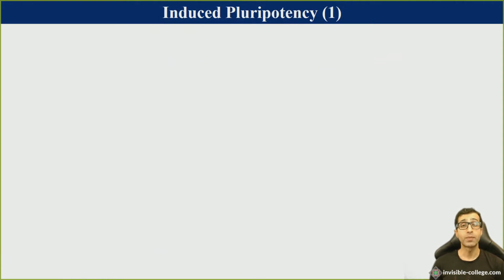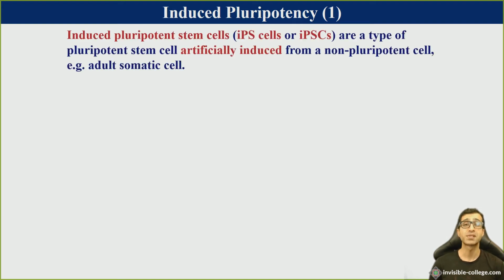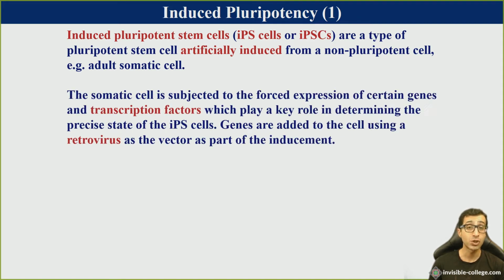So induced pluripotent stem cells, or iPS cells, or iPSCs, these are a type of pluripotent stem cell which are artificially induced from a non-pluripotent cell, for example, an adult somatic cell. Now, the somatic cell, in order to do this, is subjected to the forced expression of certain genes and transcription factors which play a key role in determining the precise state of the iPS cells. So the genes are added to the cell using a retrovirus as the vector part of the inducement, and again we'll look at some of these genetic technologies later on in this webinar as well.